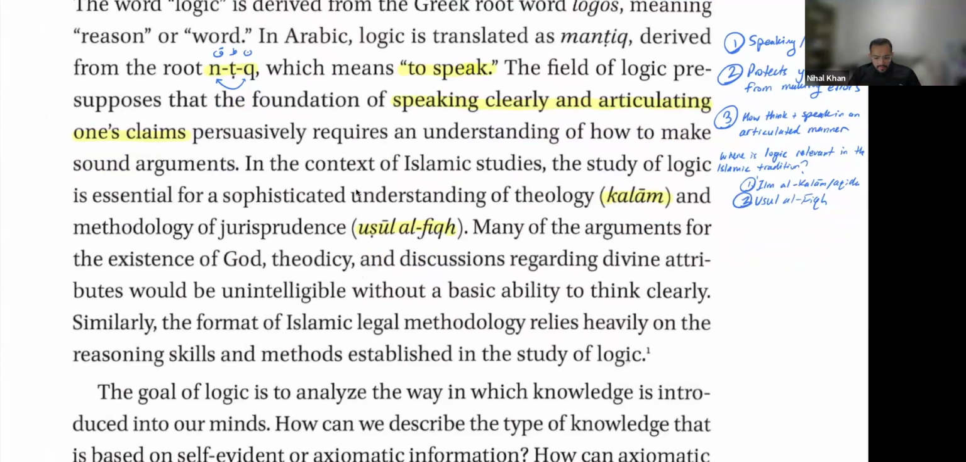So she says here that many of the arguments for the existence of God, theodicy, which is the idea of how can a good God do bad things, right? In Ilm al-Kalam, there's a concept: can Allah subhanahu wa ta'ala only do that which is considered best in our eyes? Like, why is it that a child died? Well, Allah subhanahu wa ta'ala has his reasons. So theodicy discusses that. But God, theodicy, and discussions regarding divine attributes would be unintelligible without a basic ability to think clearly. So that's what we're going to learn.